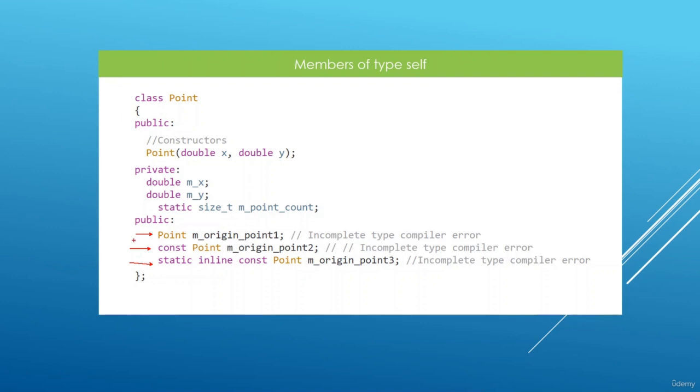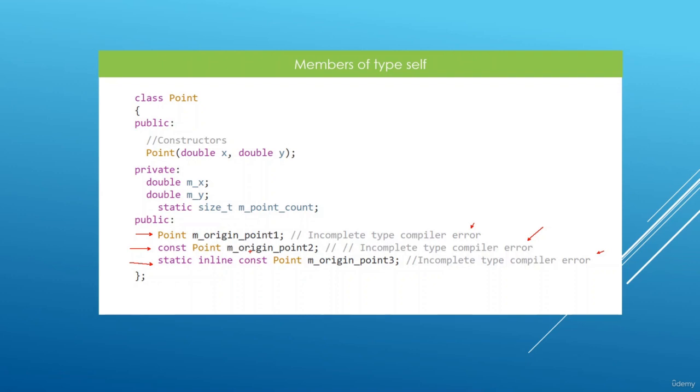But if you try to set up your member variables in any of these ways, if you set up m_origin_point_1 here, or make it const, or make it a static inline const variable, you're going to get a compiler error that says that the type is incomplete here. What this really means is that you are trying to set up a variable of the class you haven't finished building yet. So the compiler isn't really going to have enough information to set up these member variables. This is the message here.